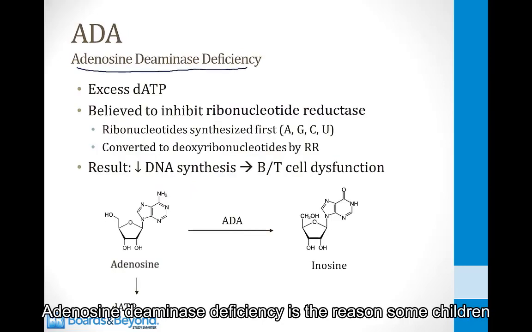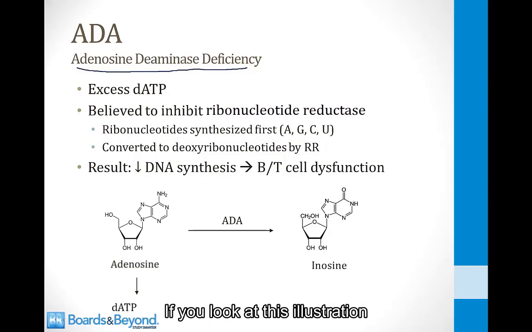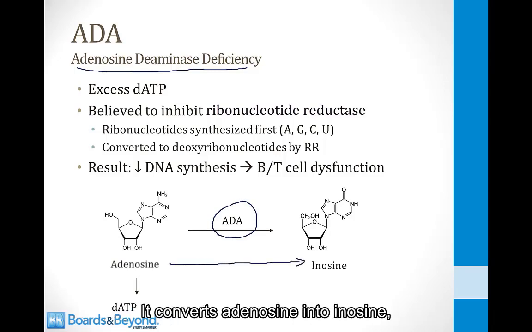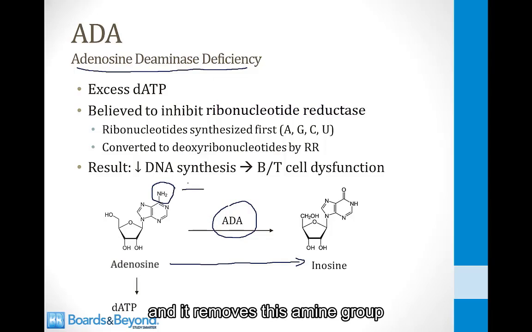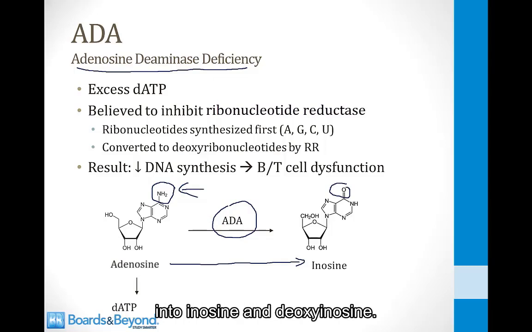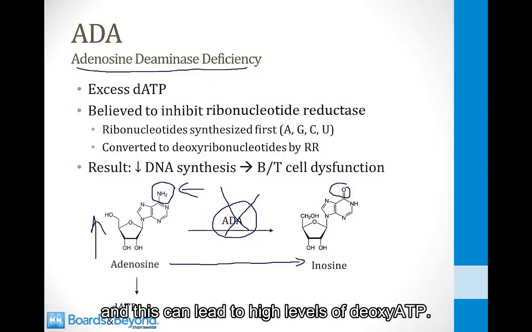Adenosine deaminase deficiency is the reason some children develop severe combined immunodeficiency. If you look at this illustration on the bottom of the screen, I've shown you what the enzyme adenosine deaminase does. It converts adenosine into inosine, and it does this by removing an amine group. That's called a deamination reaction, and it removes this amine group and replaces it with an oxygen. So it can convert adenosine and deoxyadenosine into inosine and deoxyinosine. If adenosine deaminase is dysfunctional, you will get high levels of adenosine and deoxyadenosine, and this can lead to high levels of deoxy-ATP.